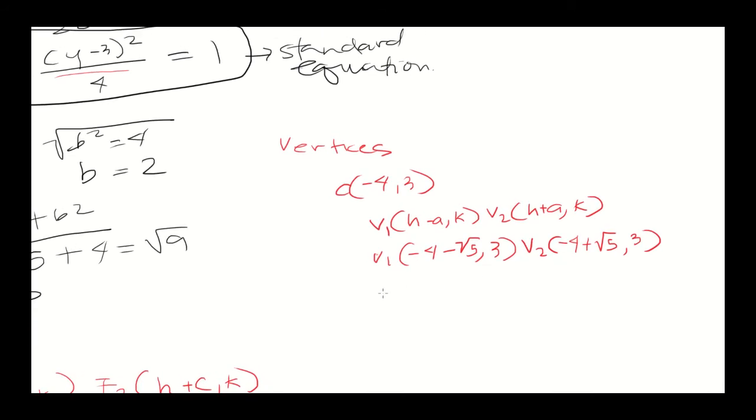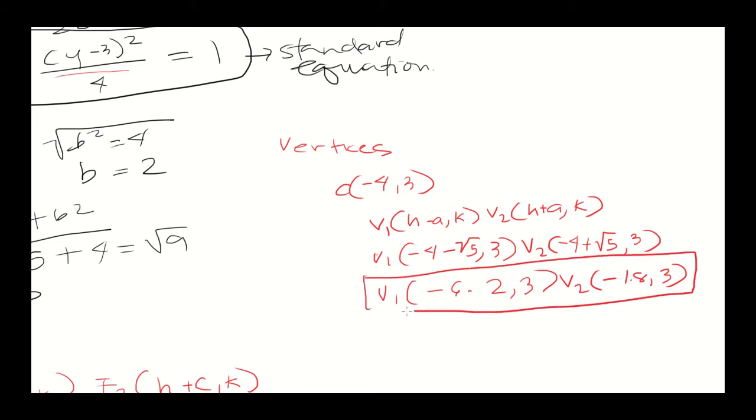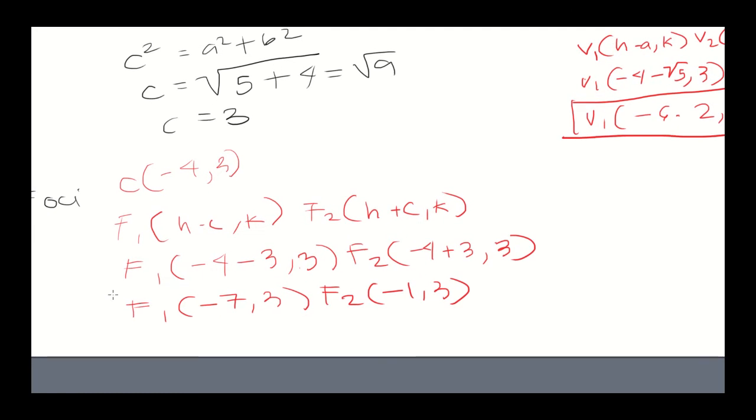So this is our vertex. Square root of 5 is about 2.2, so V1 is negative 4 minus square root of 5, which is about negative 6.2. Then V2 is about negative 1.8. Okay, so we have this one. We box that one, and also this focus, we forgot to box this focus.